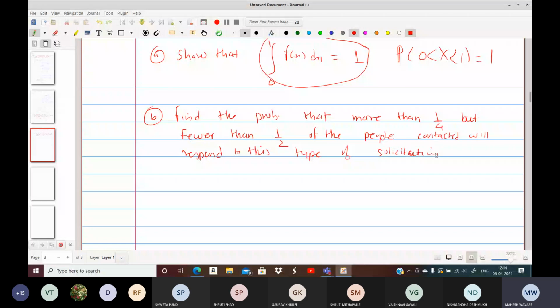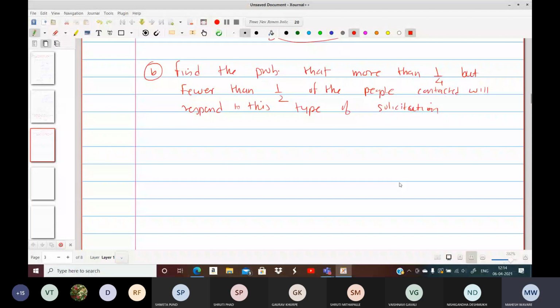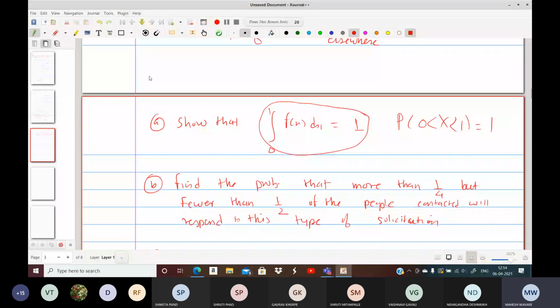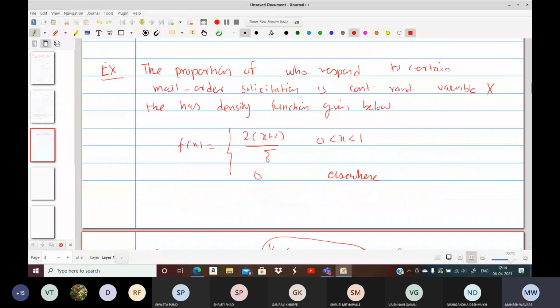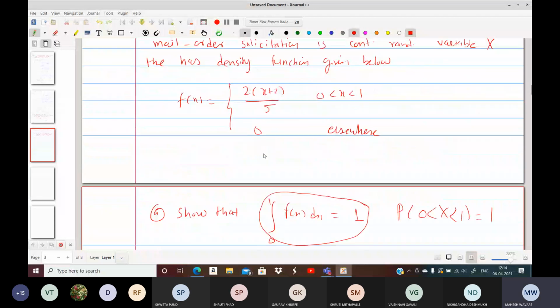Okay, we are interested in this probability density function. It is given that the proportion of those who respond to certain mail order solicitations is a continuous random variable x, with this density function. So f of x is this. You can write this f of x and find the probability of the random variable x between 0 to 1 and show that it is 1.